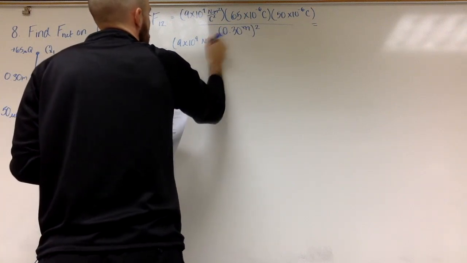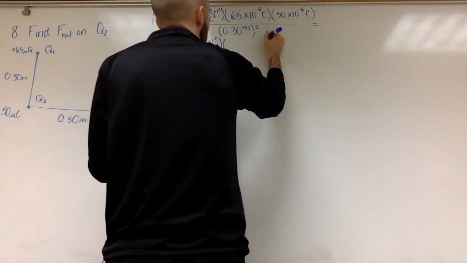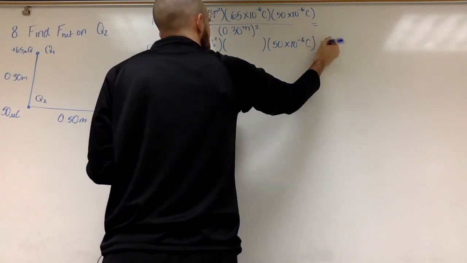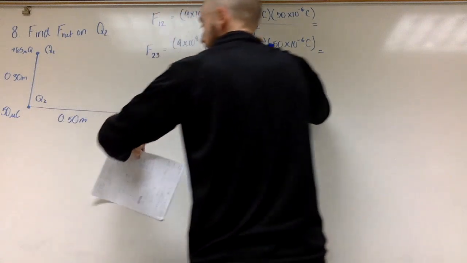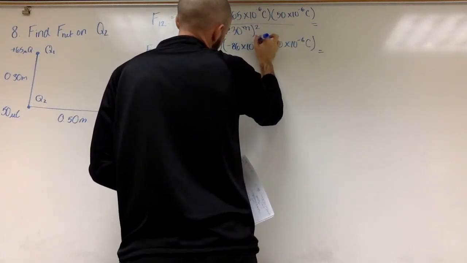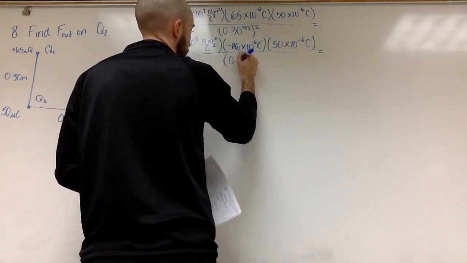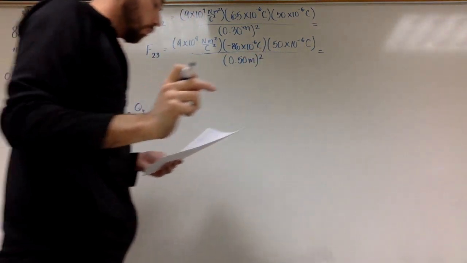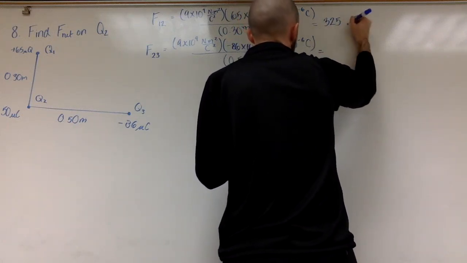We're going to use Coulomb's constant there. Again, we're going to have our 50 microcoulomb charge. That's charge 2. It's still going to be there. But now we have our negative 86 microcoulomb charge attracting it. And then we are dividing that all by the distance between them, which is half a meter. When I plug those numbers in, I get a force of 325 newtons.